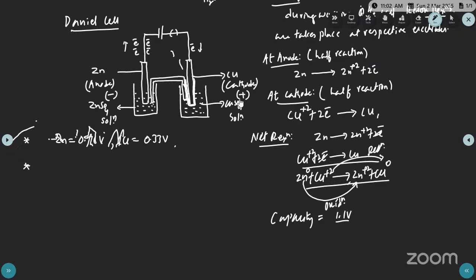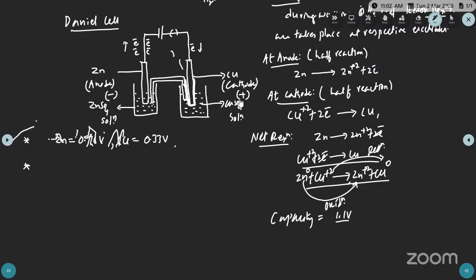During the anodic reaction, what happened? The electrons are liberated. What are the electrons? Negatively charged particles. So on the surface of the anode, the negative charge is established. That's why the charge of the anode is negative and the charge of the cathode is positive.